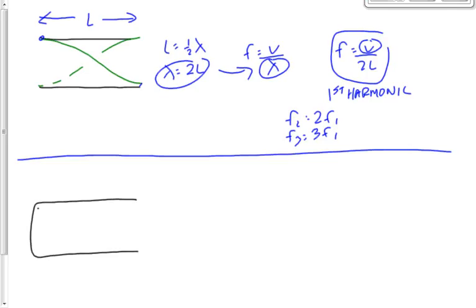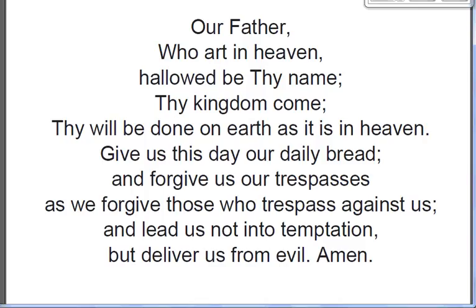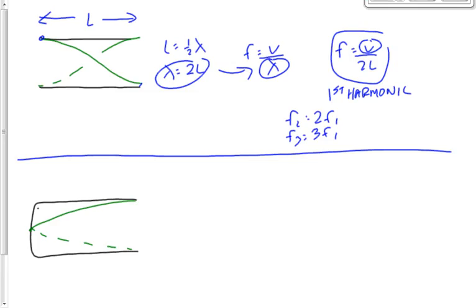We have to have a node at the closed end, and we have to have an antinode at the open end. If we could see the air resonating back and forth, this is what it would look like. We can't, but if we could, this is what it would look like. We're going to say L is the length of the air column. This is like a pop bottle, right, or a water bottle. When I blow across the top of this water bottle, this is exactly what we're dealing with right now. One open end, one closed end at the bottom, right?